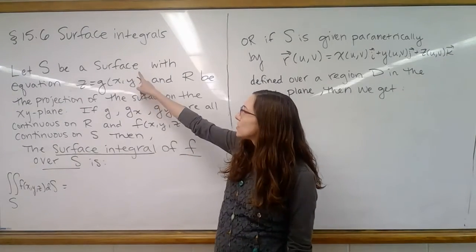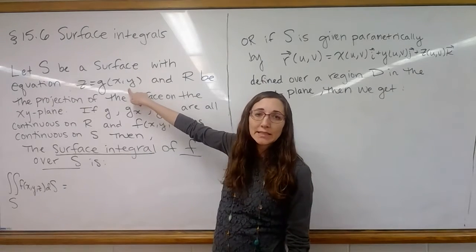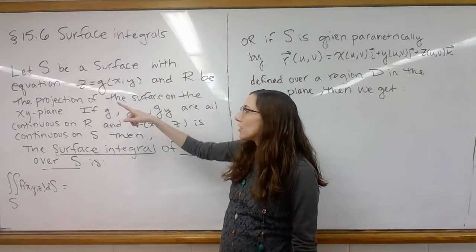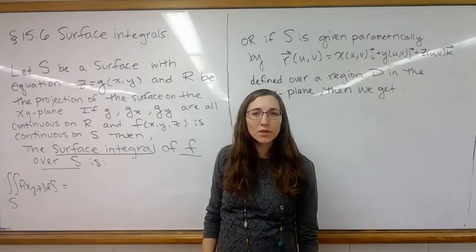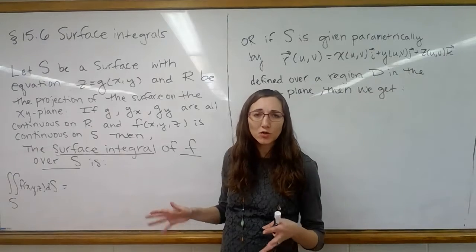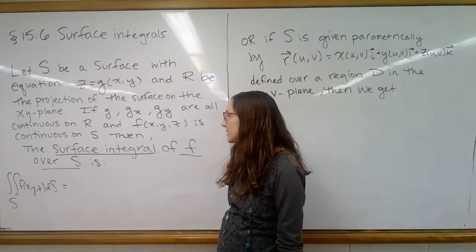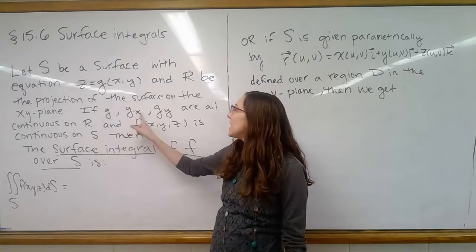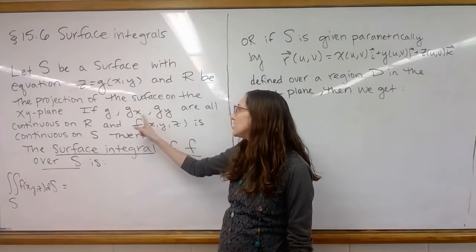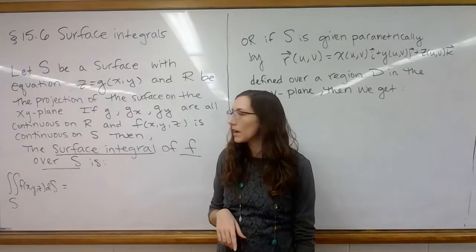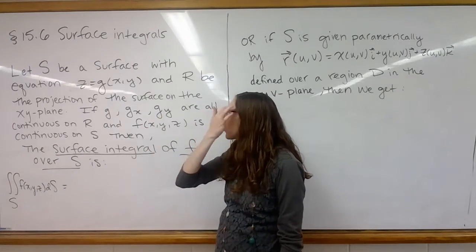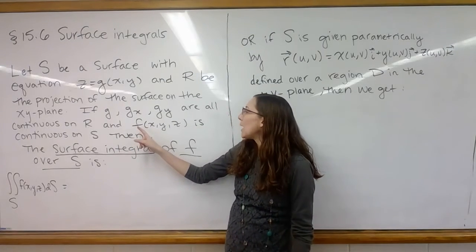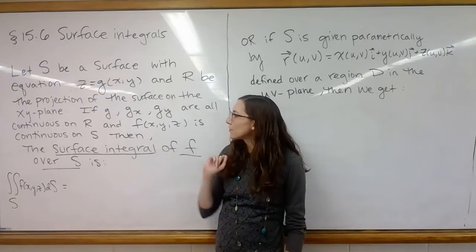So basically S is a surface. Here I represented it as a function, so we've got z is g of x, y. And then R is the domain we're looking at, essentially. So R is that region of the xy plane that I get when I project that surface S down. We need g and its first partial derivatives, so g sub x and g sub y, to be continuous on R. And then we need our function that we're going to integrate. So f is the function we're actually integrating. We need f to be continuous on the surface S.